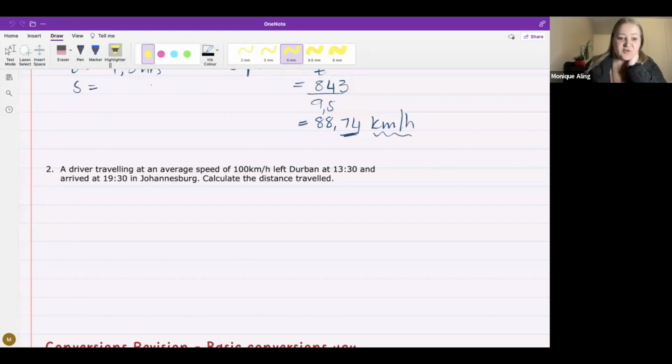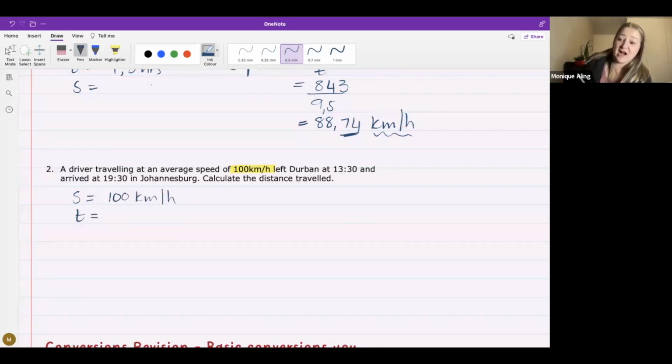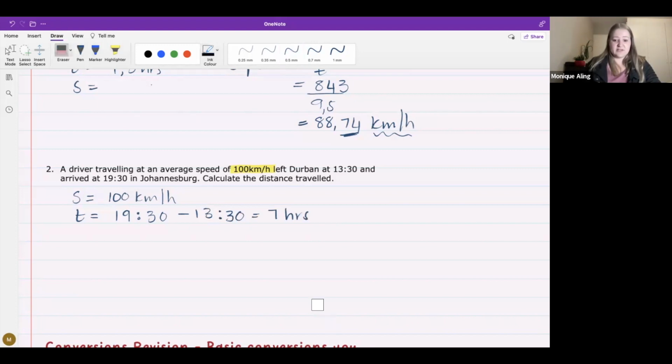Okay, so let's have a look at this question. A driver traveling at an average speed. So we've been given speed in our question. Left Durban at 1:30 and arrived at 7:30 in the evening in Johannesburg. Calculate the distance traveled. Okay, so we have been given speed. Time we've been given, however, we need to work out the amount of hours traveled. So 1930 minus 1330 gives us, apologies, 6 hours.